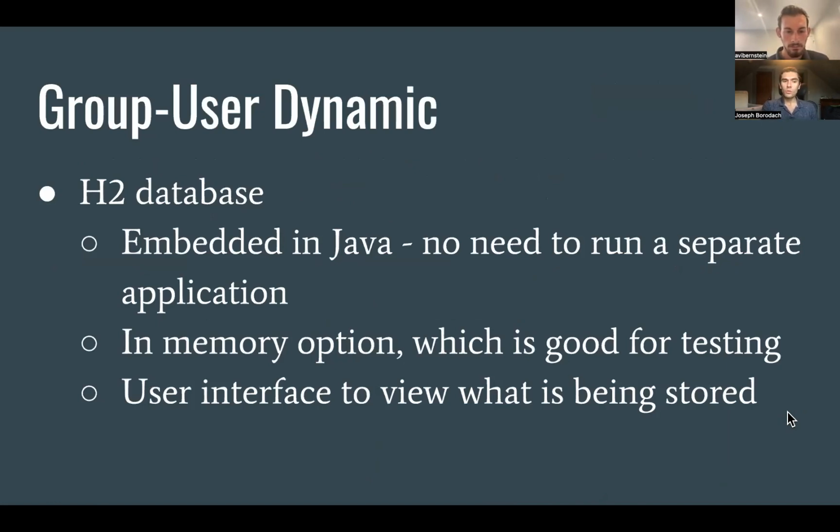For our database, we chose to use an H2 database rather than a conventional SQL database for a few reasons. In general, an H2 database was more friendly towards development in contrast to production. More specifically, there are three reasons why it is more tailored towards development. Firstly, it's embedded in Java, and so there's no need to run a separate application. Secondly, there's an in-memory option, which is just useful for testing. And lastly, an H2 database comes along with a user interface to view what is being stored. So in contrast to needing to run to the terminal in order to view your database, you could simply use their user-friendly user interface.